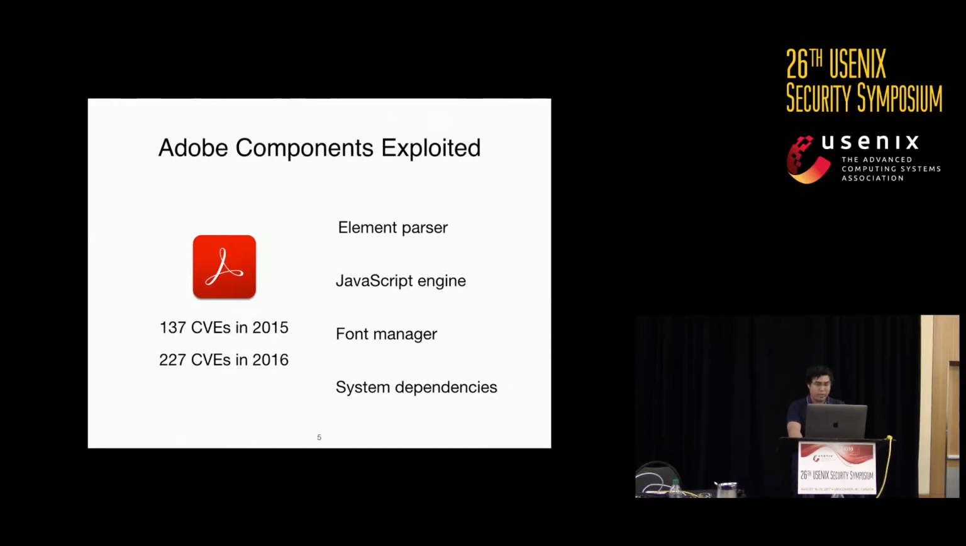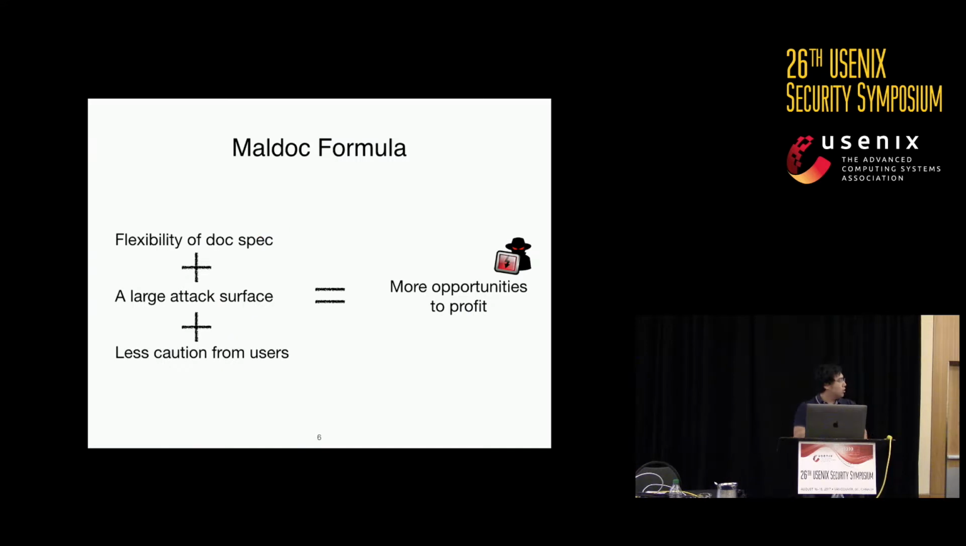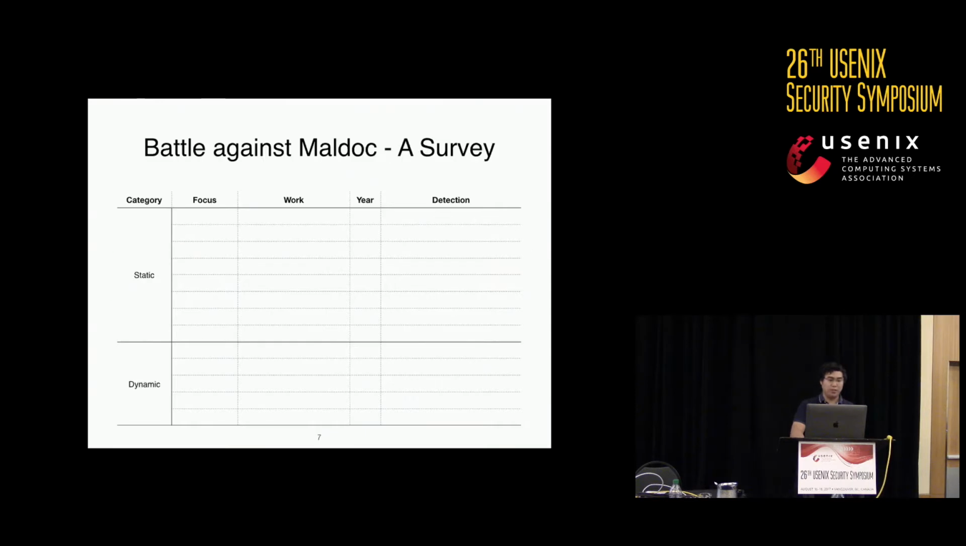All the major components of this PDF reader, like the element parser and the JavaScript engines, have had CVEs found, and there are samples that target those elements. In summary, there is the flexibility of the document specification and a large attack surface, because the document reader is very complicated. There is also less caution from users, because users generally don't expect a document to be malware, which means more opportunities for attackers to profit.